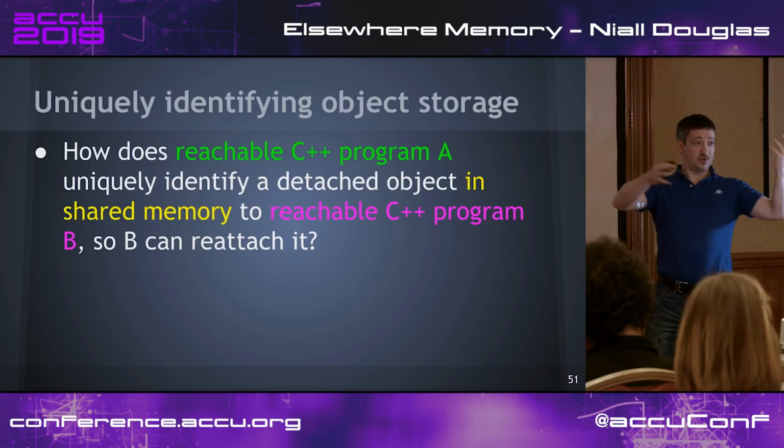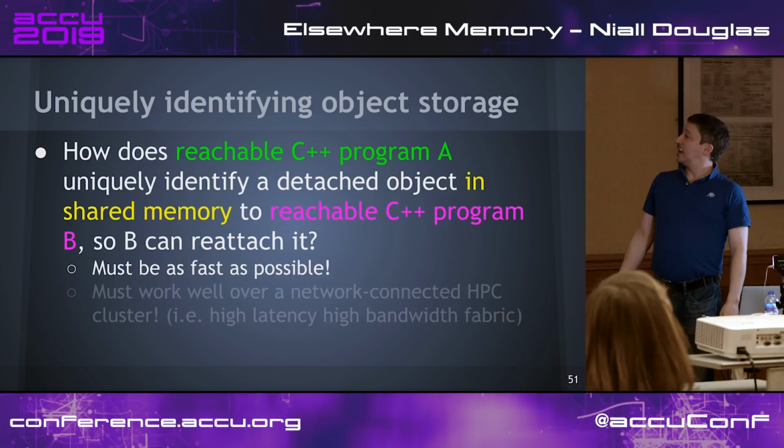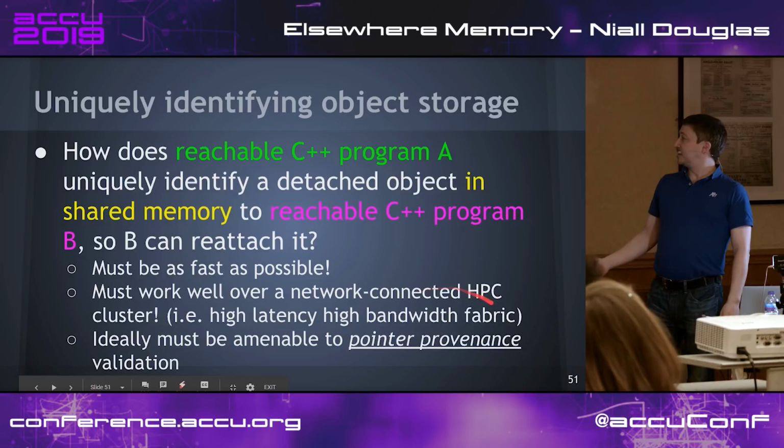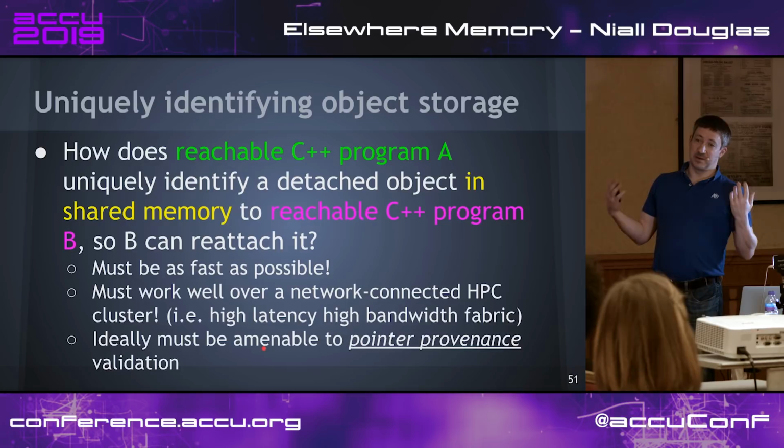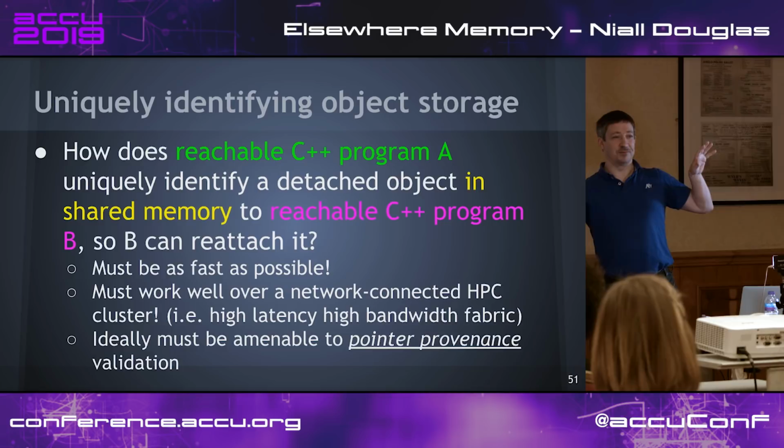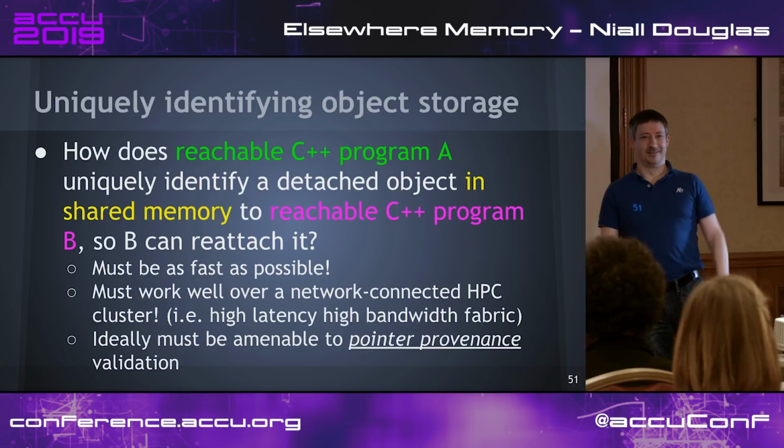So that's a motivating cause. It needs to be fast. It needs to work well over a network. And here's this pointer provenance stuff, which I will not be talking about. But the idea is that if you were to implement a memory hygiene provenance checking model, it should work across all reachable C++ programs. I know. Wonderful. Just like run a validator and it just says, your program's correct. So great.